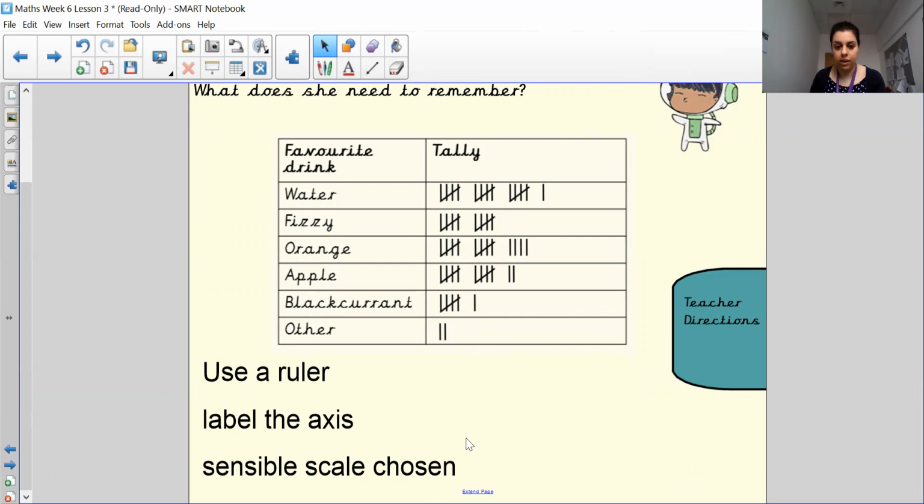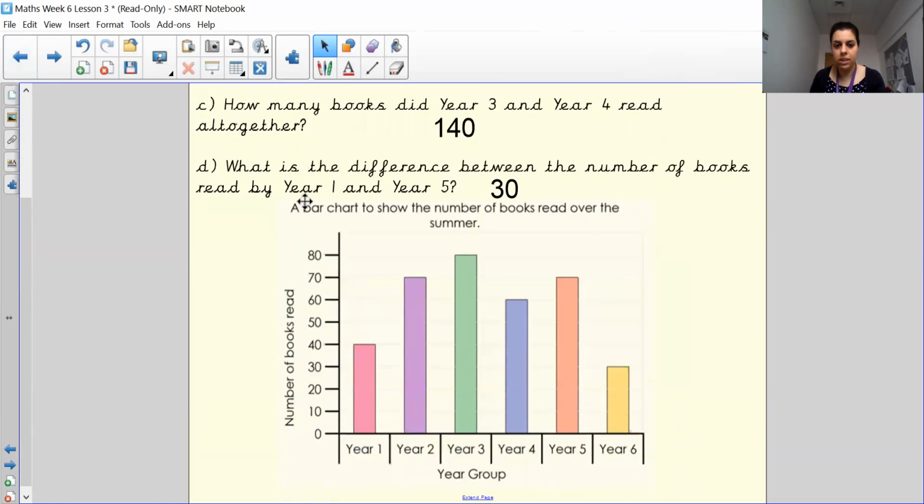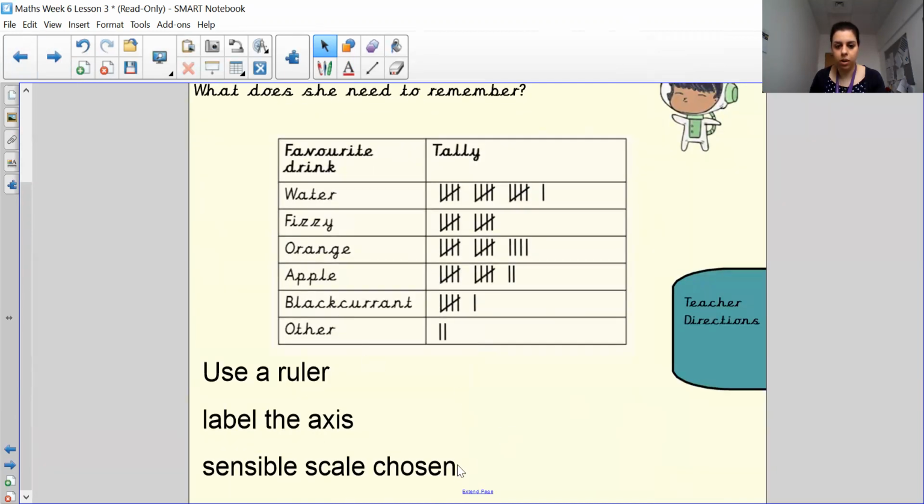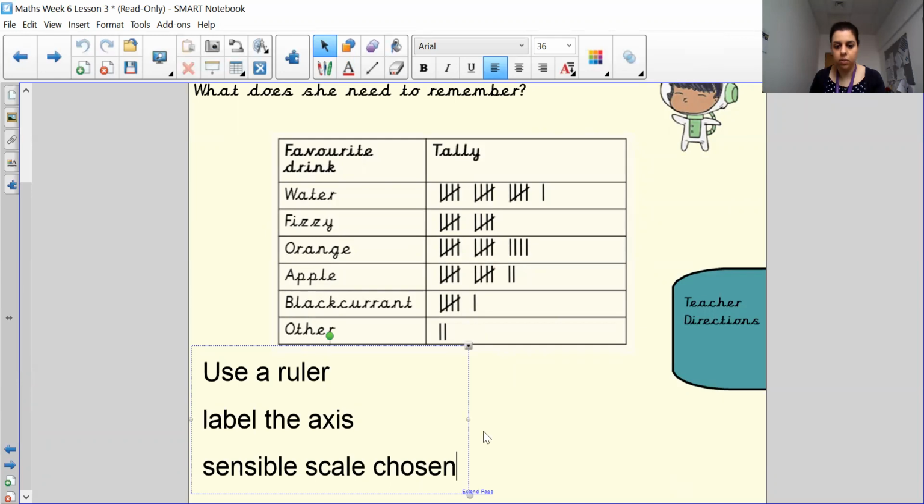So I've done those 3 things. I'm using a ruler, I'm labeling the axes, and I've got a sensible scale chosen. I also need to have a title, a bar chart to show the number of books read over the summer. Your bar chart needs to have a title. So I'm going to include that in my list as well.